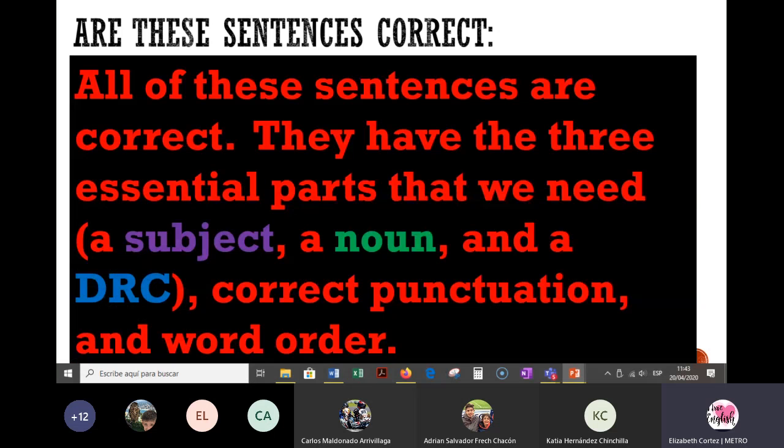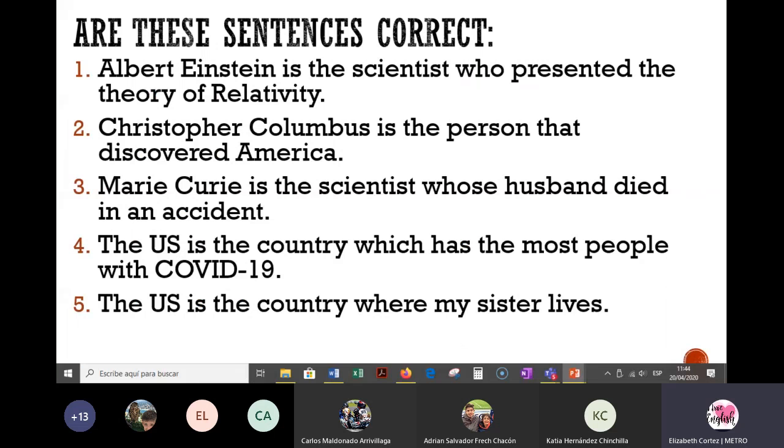All of these sentences are correct. They have the 3 essential parts that we need, a subject, a noun, and a DRC. And they have the correct punctuation and word order. We don't need commas. But guys, remember, even though we're working on the computer, we still need a capital letter, and we still need a period, and we still need all the words spelled correctly. Otherwise, you lose points. It doesn't matter if it's typed. You still have to pay attention to those things. We have to write proper, correct English sentences.